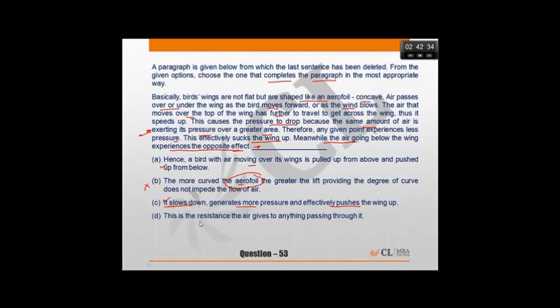Choice D: this is the resistance the air gives to anything that passes through, not connected, out of scope. So incorrect. What is it? A or C? Okay, A is giving me a conclusion. Actually, when I look at the two, meanwhile, air going below the wing has the opposite effect, and this explains that effect, and hence this should come after the explanation of the effect has come. So, choice C should be the correct answer.